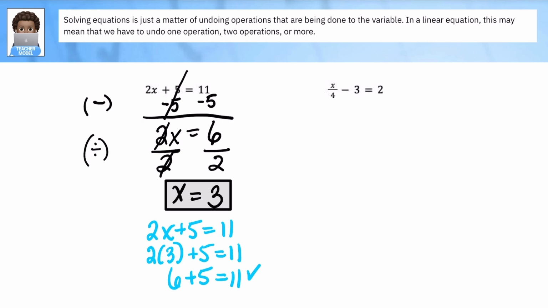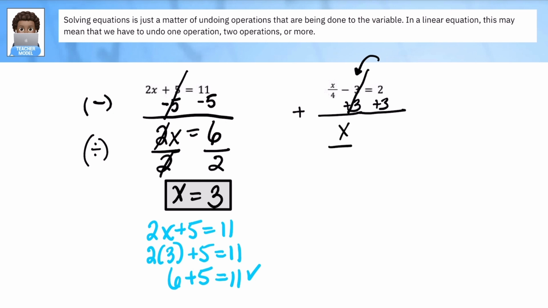All right, let's look at our next one. And again, we're starting with this term here, that whole number. We want to deal with that first. So we want to create a zero pair. So since I have negative 3, I'm going to use the opposite, which is addition. So I'm going to add 3. I'm going to do that to both sides. That creates a zero pair.